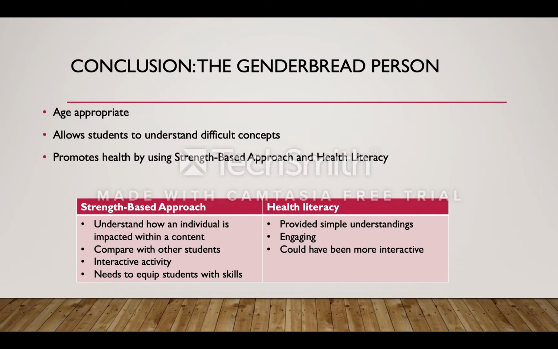The Genderbread Person resource is an age-appropriate document that allows students to understand the difficult concepts of gender. It promotes health by using a strength-based approach and allowing students to understand an individual within a context and not just by themselves. It allows students to compare with other students to realize that they are all different, and it didn't really make a difference to where they plotted themselves on the line, as no person has the same identity. Although it does not equip students with the skills to embrace the different identities, but more so informing them that the people are labelled and stereotyped.